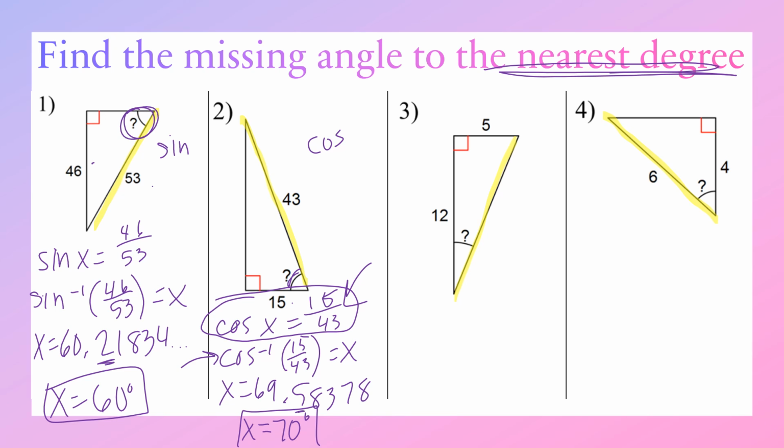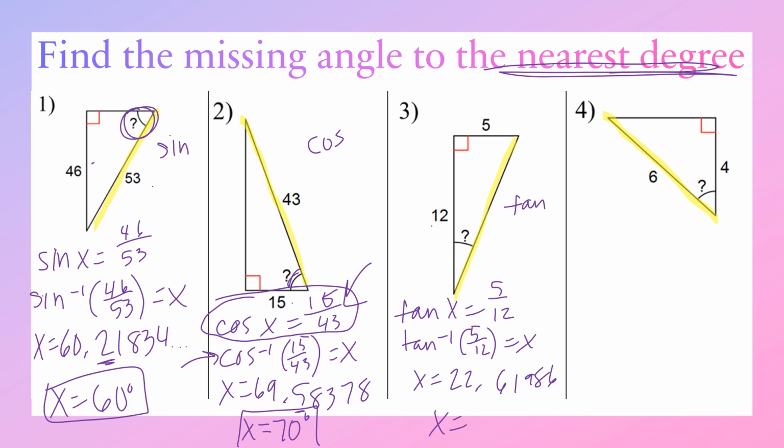So for number 3, we have the opposite and the adjacent. So this is tangent. So we're taking the tangent of x, which is 5 over 12. We need to do the inverse. So 5 over 12, put that in your calculator. That will give you the answer for x. You get x equals 22.61986, which would round to 23 degrees.